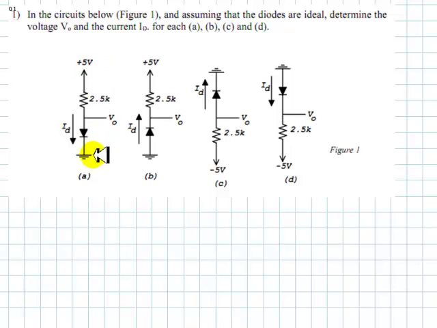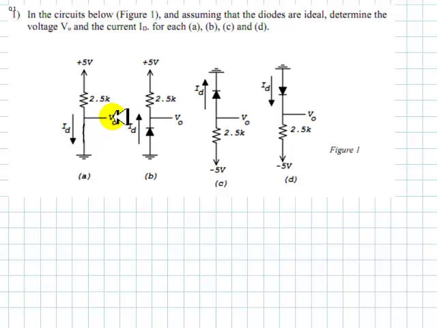In the first one, I say plus 5 volts, 0. This is lower than that one, so current would be flowing downwards. I'm going to assume that the diode is closed, like so. All that remains is to prove that I was right.